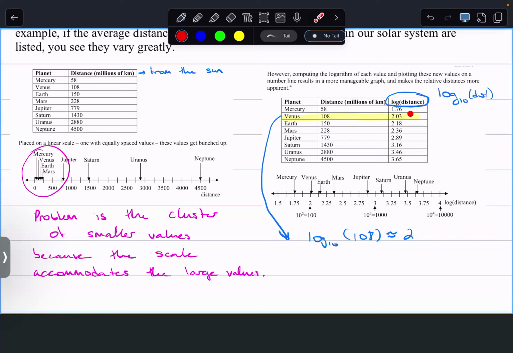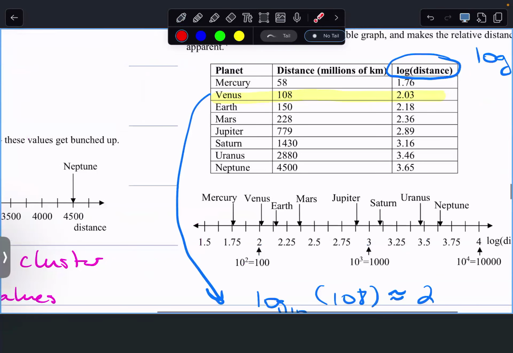But what happens when we take the log of all these values, okay, they all kind of straighten out, right? And they're all kind of more evenly spaced. Okay? And so that's why you use your log graph, because it's already done the log for you. Okay?